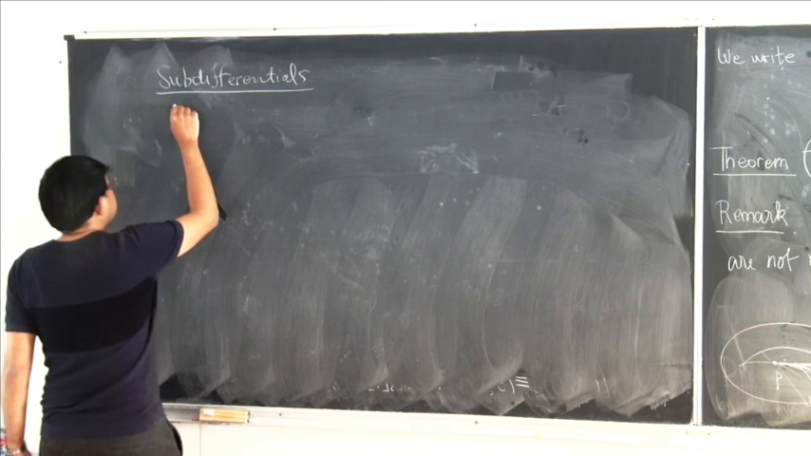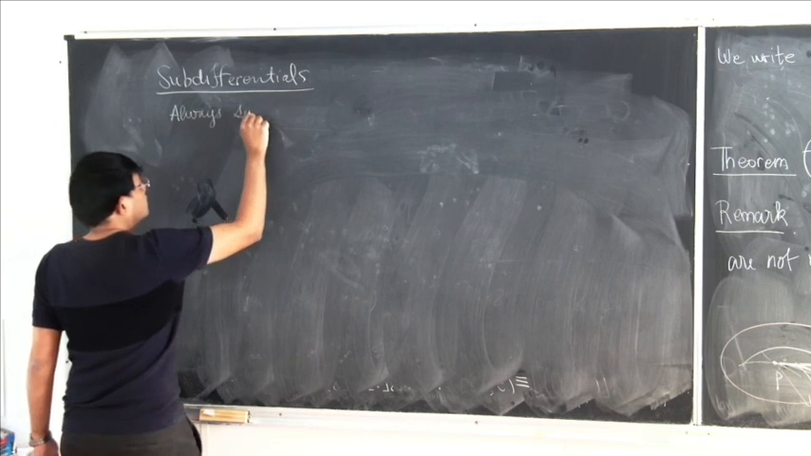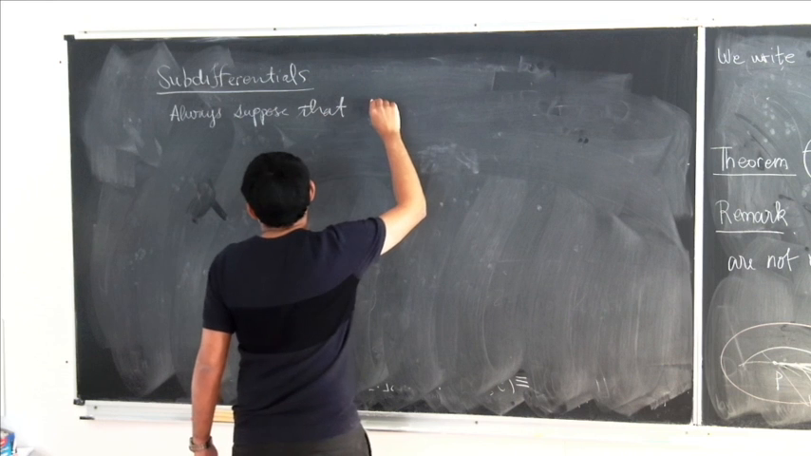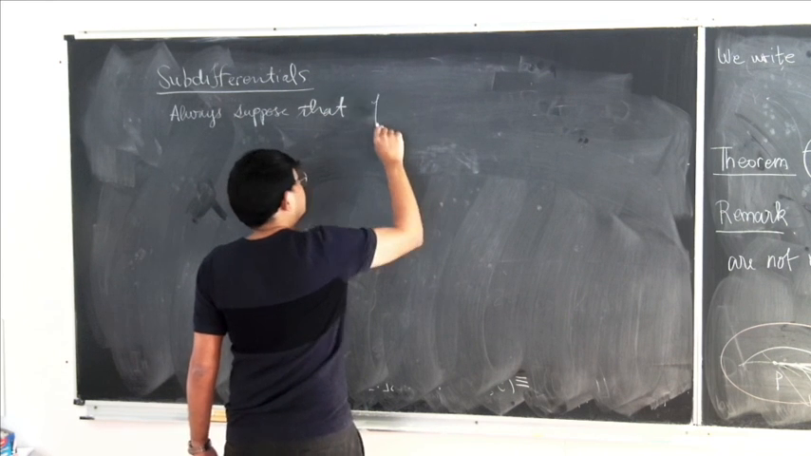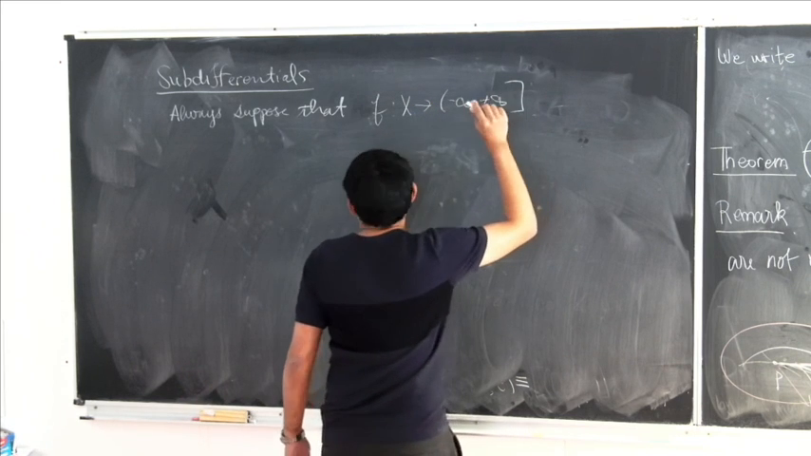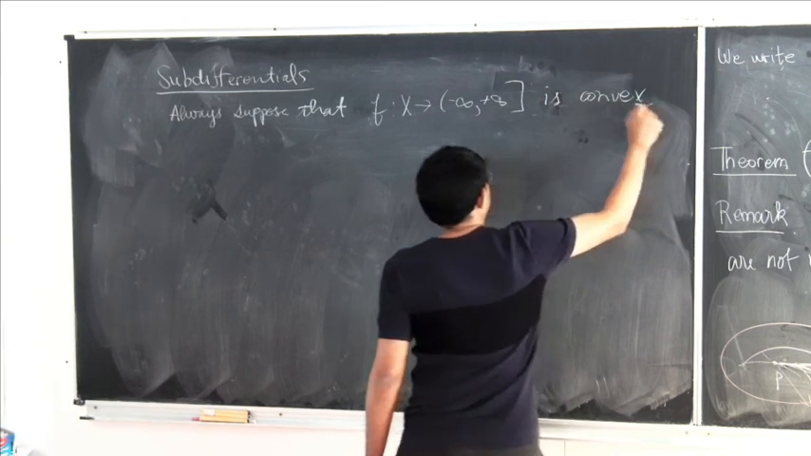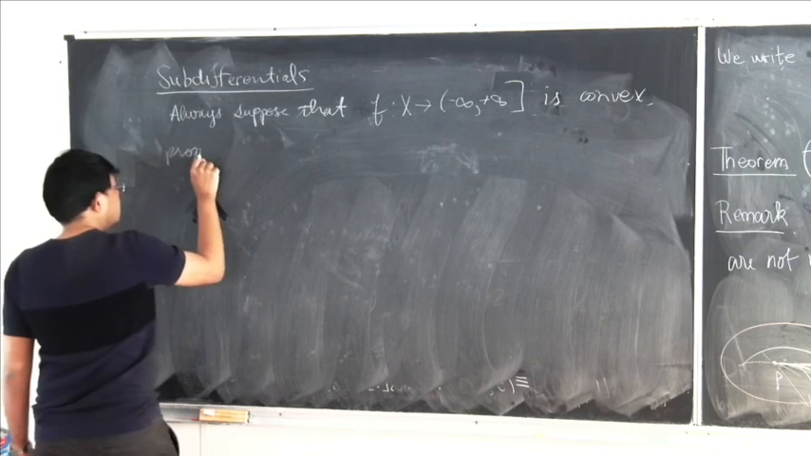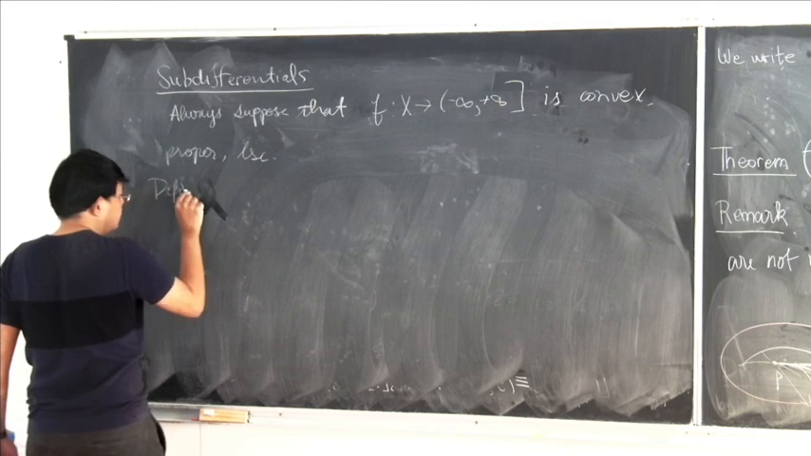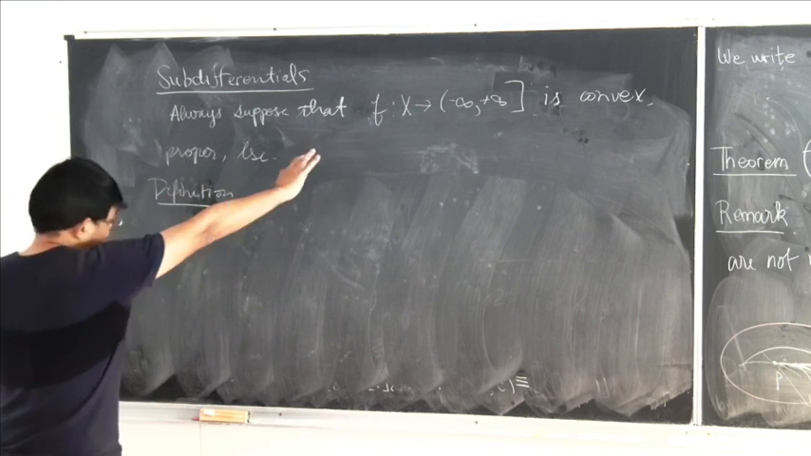Okay, so always suppose that f defined on X into minus infinity up to plus infinity is convex, proper and lower semi-continuous. Okay, now we want to define a subdifferential for this function.